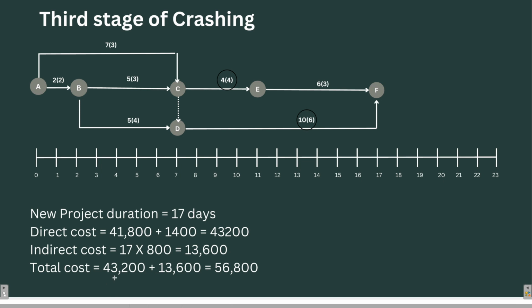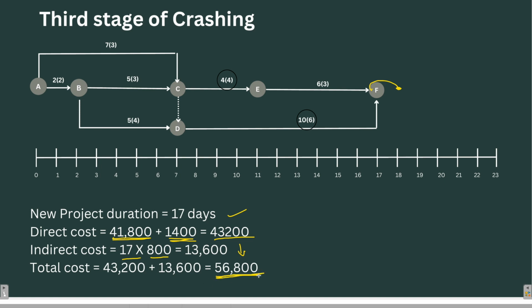And what is the cost involved? It is 1900 rupees. So the new project duration, which was earlier 18 days, will come further down by one day, and the new project duration will be 17 days. Direct cost will be 41,800 plus 1400 for crashing CE for one day. That will be 43,200. Indirect cost will be 17 into 800, which is again coming down. But the total cost is 56,800.